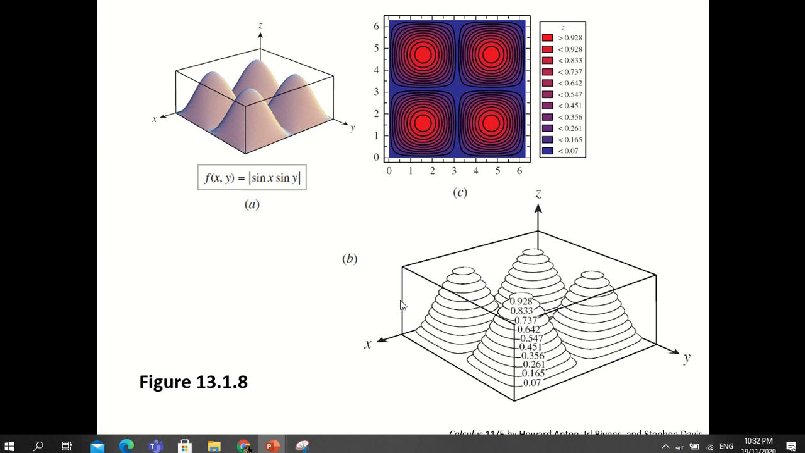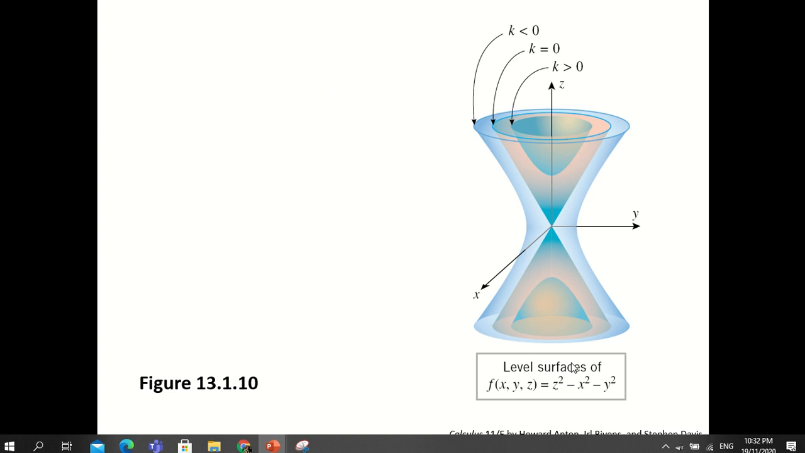And then for this kind of figure, we have the level surfaces of f of x, y, and z, equal to z squared minus x squared minus y squared. From this illustration, again, this is a three-dimensional figure, so we have our x, y, and z axes.